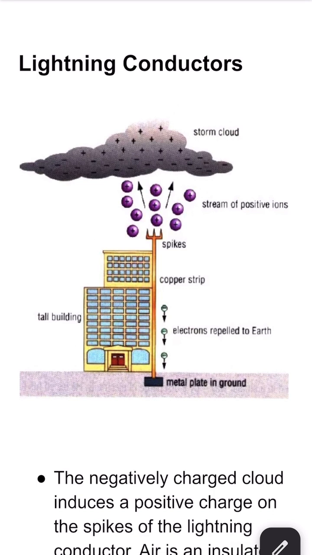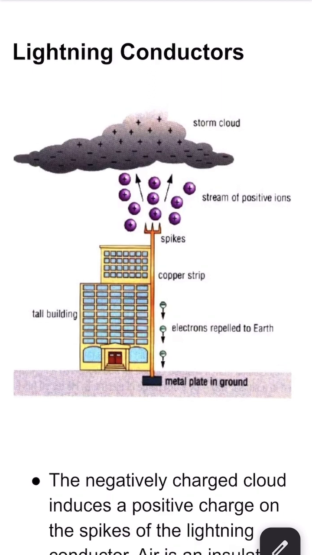Okay, this is what happens in buildings. They put antennas or lightning conductors on top of the building so that whenever there's a thunderstorm, the lightning doesn't strike the building, but it strikes the rod, right?